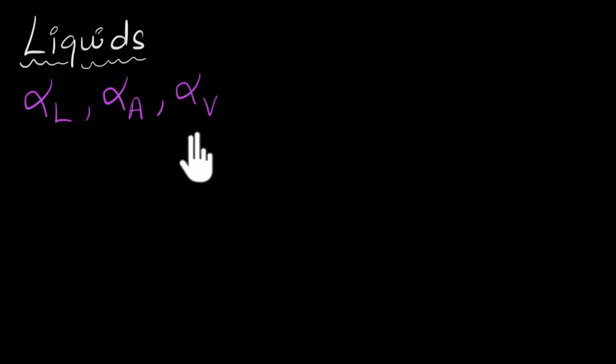So we have three numbers that we can define for solids: one for length, one for area, and one for volume. And if you require more clarity on this, then we have spoken a lot about this in previous videos. So it would be a great idea to go back there, watch them, and then come back over here. However, when it comes to liquids, we don't have alpha L, we don't have alpha A, we only have alpha V. We can only define volume expansion coefficient. And here's the reason why.